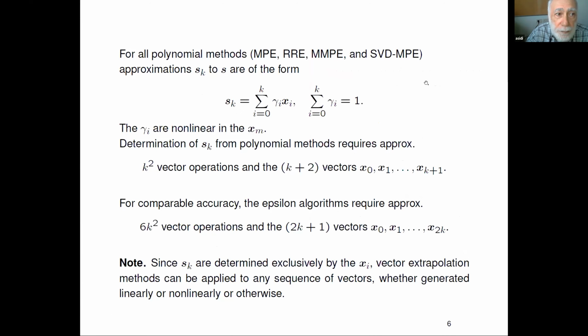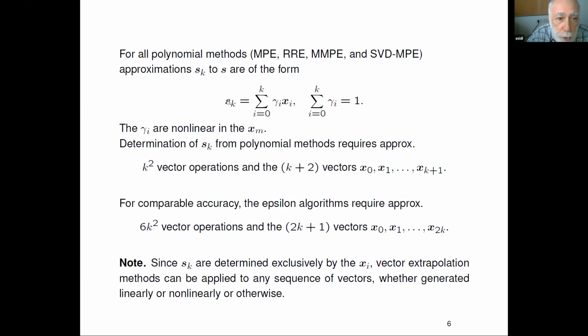Anyway, so for all polynomial methods, what is generally common to them is that you take the vectors x0, x1, x2, etc., and then you make a linear combination of those like this. The sum of the gammas is equal to 1. This vector is the one that you're interested in. This is the thing that is approximating your solution S, if you will. Now of course the gammas are nonlinear in the x vectors. They're highly nonlinear actually. And each method has its own way of developing the gammas.